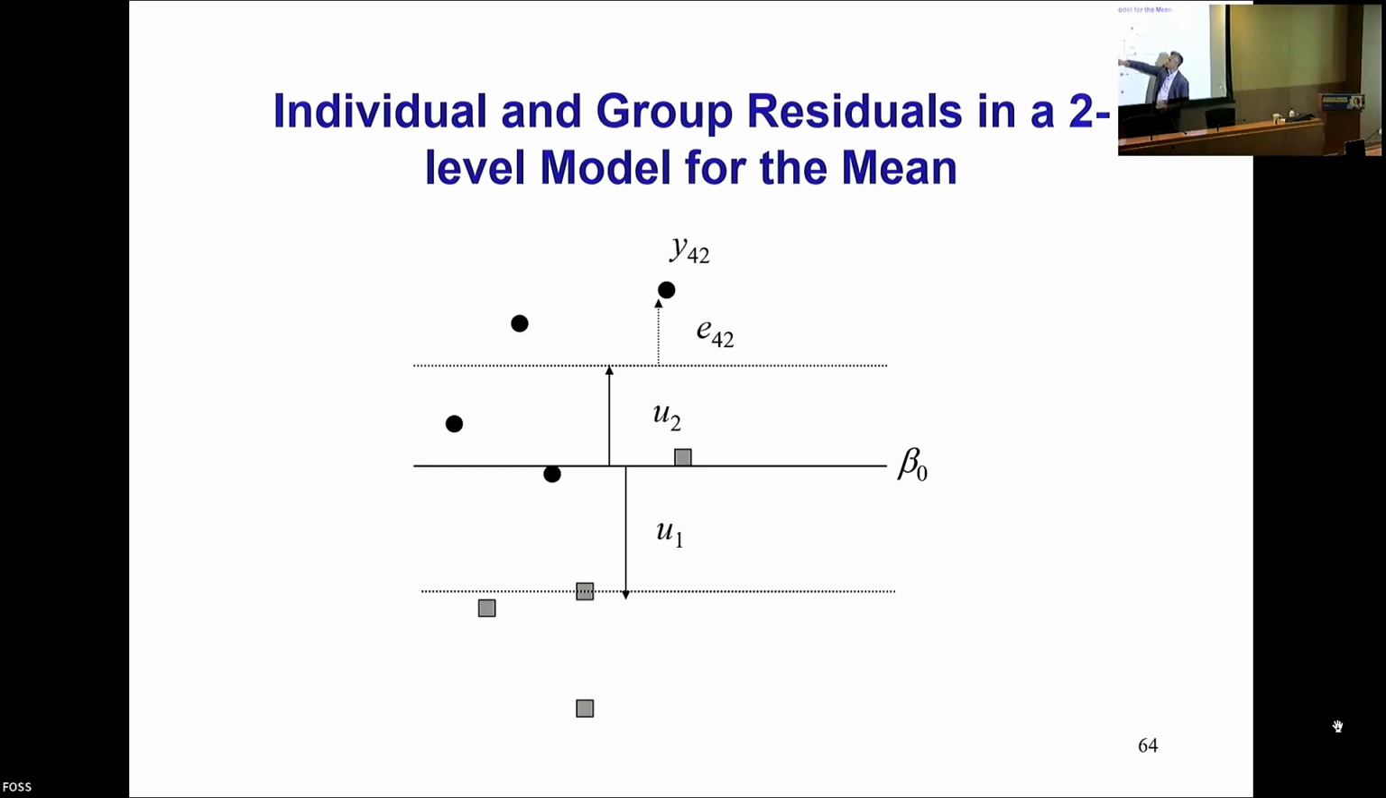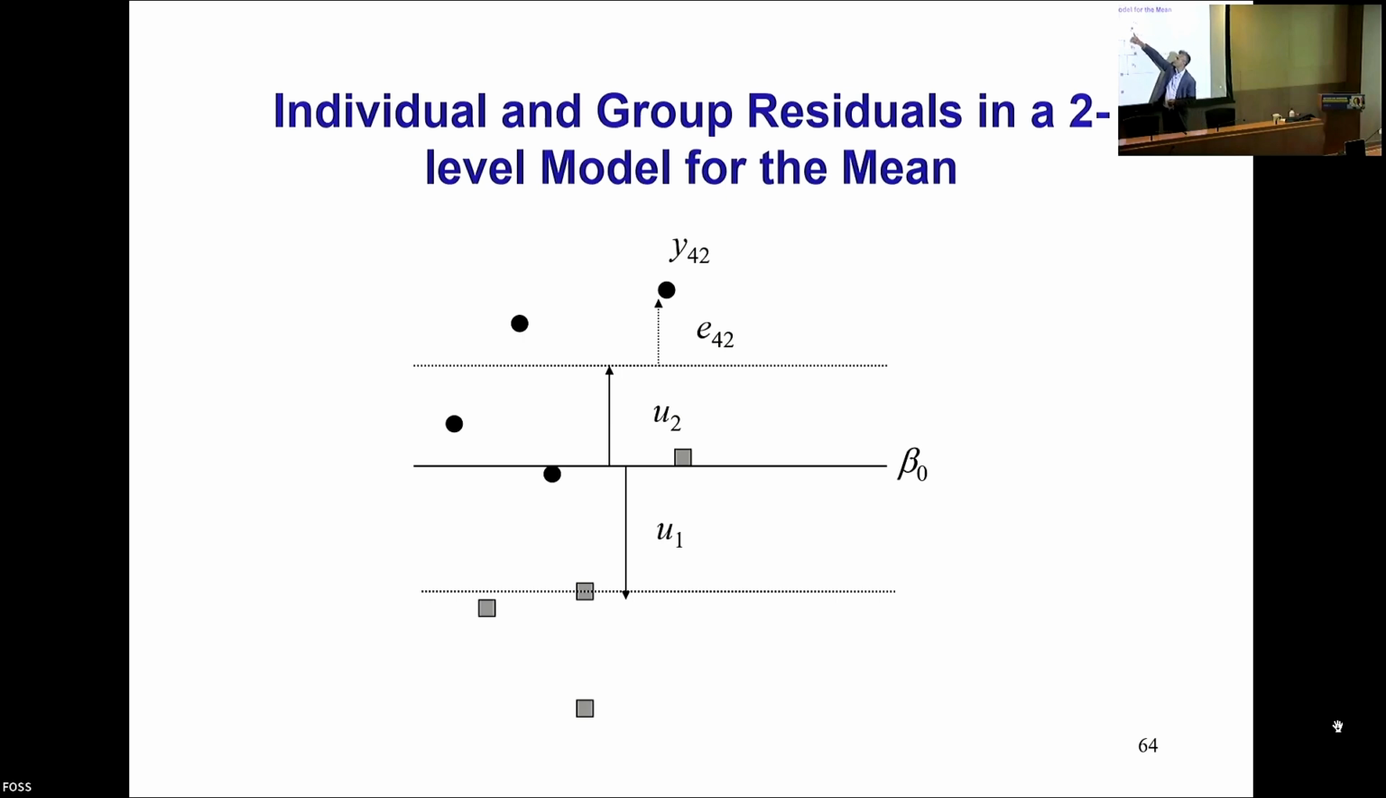The mean of the black dots is denoted by this line over here. So U2 refers to the residual from the overall mean to the group mean. So U1 and U2 refer to the group level residuals. So that's UJ. And EIJ refers to the individual level residuals from the group mean.